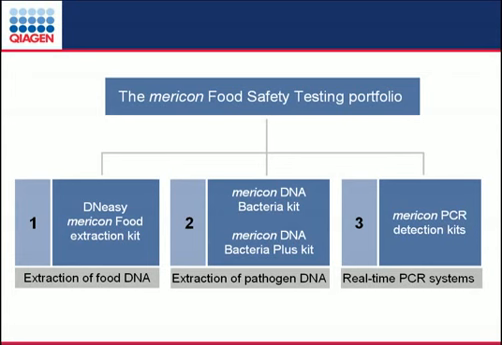So the American food safety portfolio is in 3 parts. We have one part, which is the D&Easy American Food Extraction Kit that is involved in extraction of food DNA. There is American DNA Bacteria Kit or Bacteria Plus Kit, and these are for the extraction of pathogen DNA. And then there are real-time PCR systems for the detection of pathogens, GMO, ingredient authenticity, all done by using the purified DNA and then going into real-time PCR.